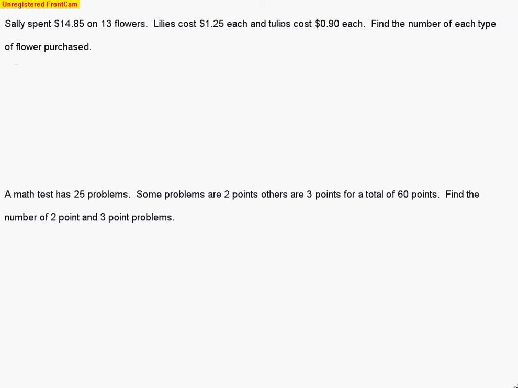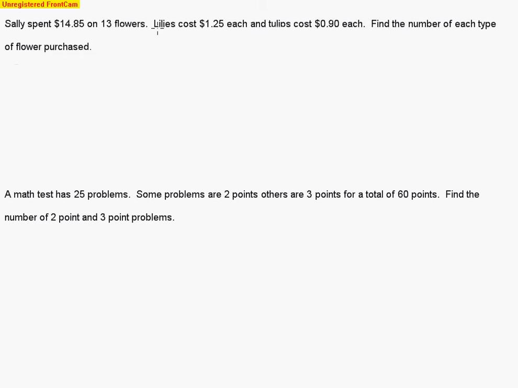We're going to use systems of equations to solve these word problems. So let's see how to set up the first one. It says Sally spent $14.85 on 13 flowers. She bought two different types of flowers, lilies and tulips. Lilies cost $1.25 each, tulips 90 cents each. We're going to try to find the number of each type of flower.